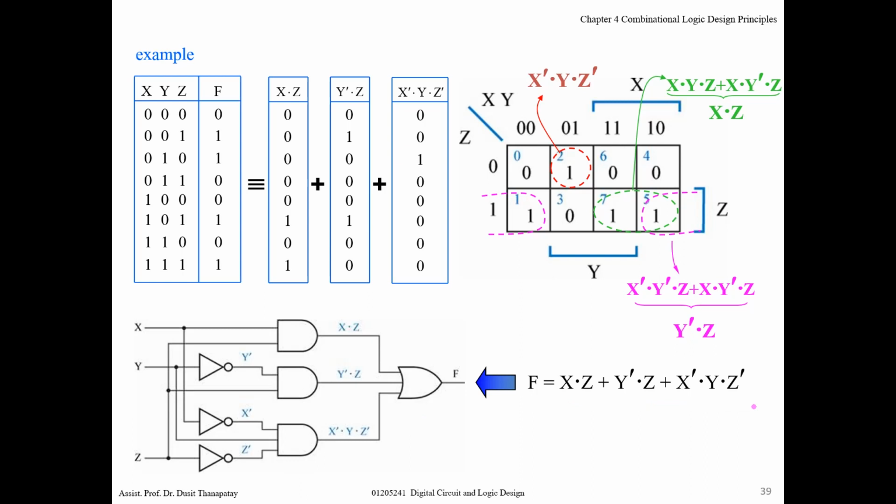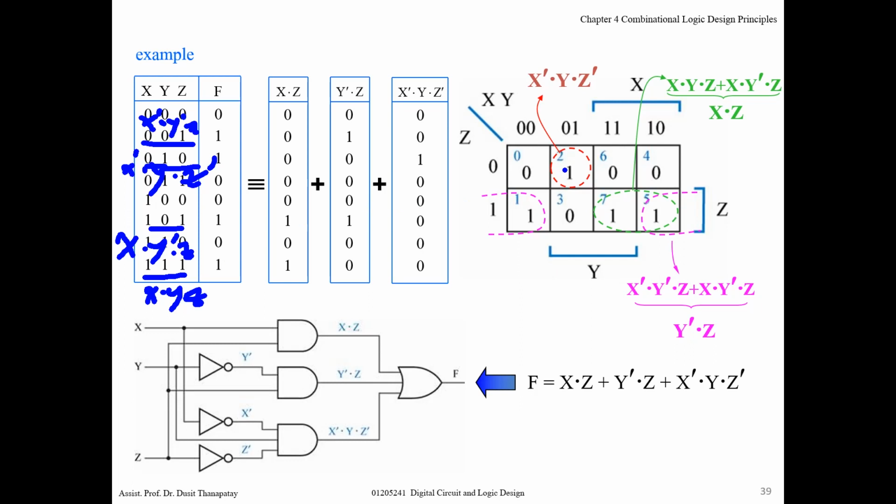Okay. If you compare with the method that you studied last time about canonical sum, for canonical sum you just consider each logic 1 output, right? And then you write down the minterm from the corresponding input. Namely it is x prime, y prime, z plus x prime, y and z prime plus x and y prime and z plus x and y and z.